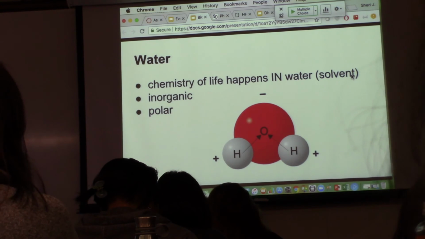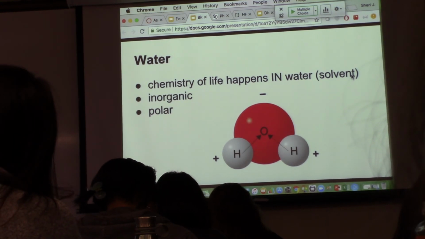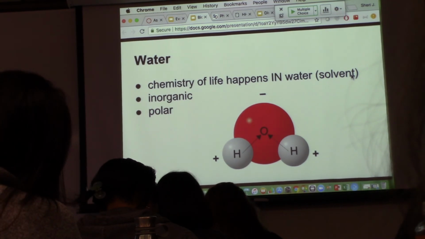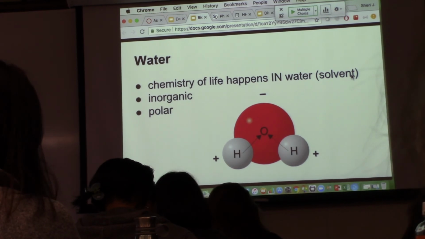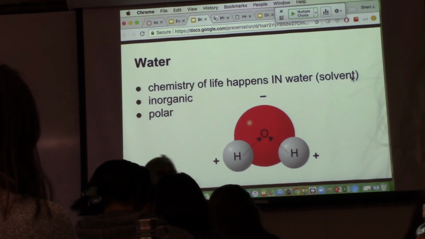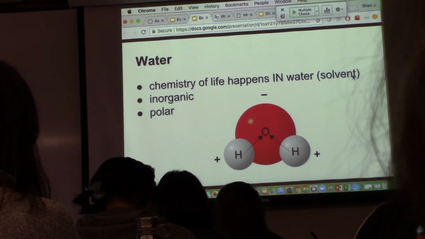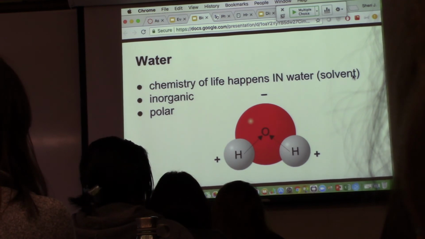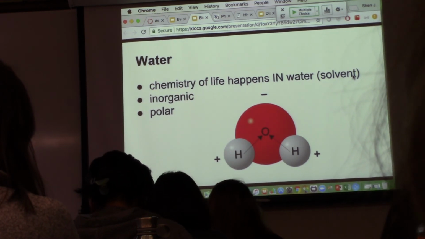You can't talk about biology and chemistry without talking about the importance of water, because the chemistry of life happens in water. In chemistry, when you think about a solution that a chemical reaction occurs in, it's called a solvent, right? So you've got the solvent, all the molecules are dissolved in it and they're reacting with each other if they're reacting. The chemistry of life happens in water. So water is your solvent.